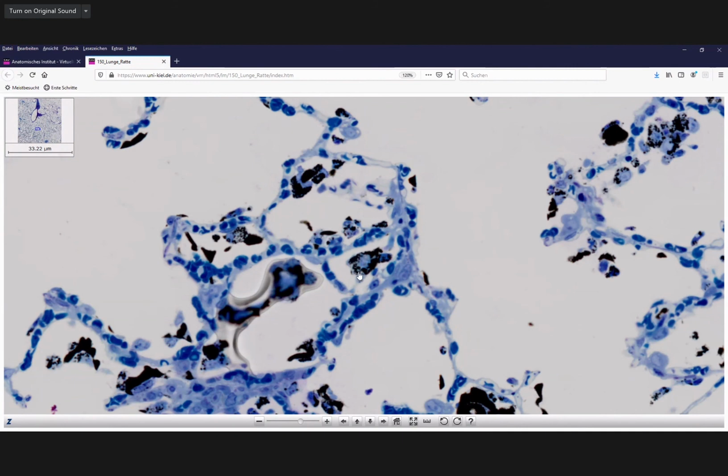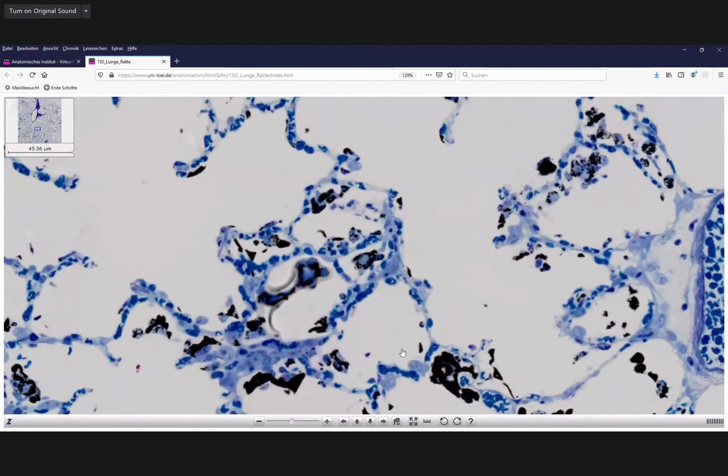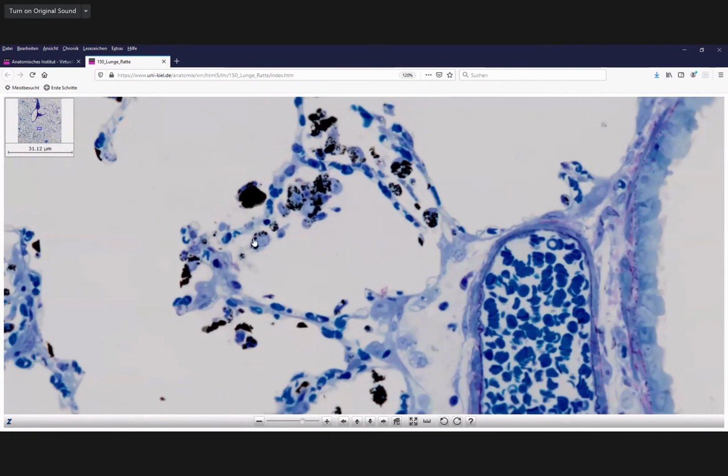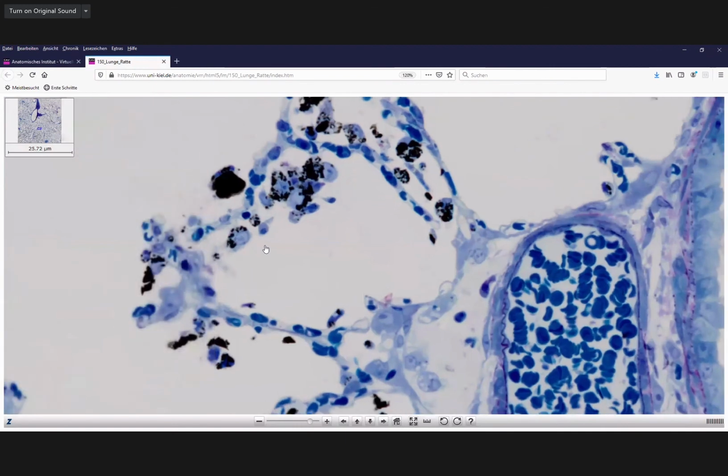So the cytoplasm is full of phagosomes with these coal particles. So that would be one big macrophage. Here's another one. And here's another one. Okay. So you can see how many macrophages we have here, some smaller ones, but still the same. Okay, you can see the nucleus of that macrophage here, nicely visible. So you get an idea how many macrophages we have in our lung, and that is normal. Okay.